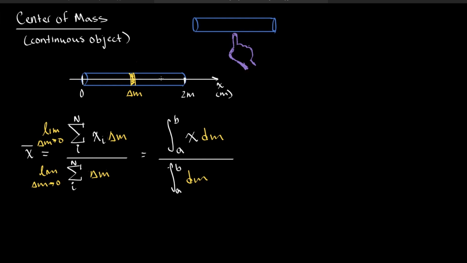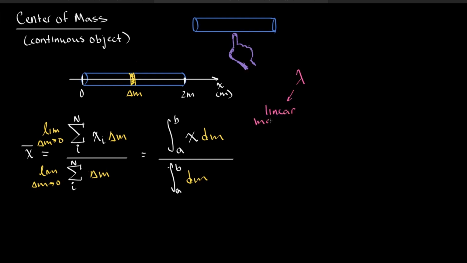And when I introduced this rod to you, I said it had a constant density. It was a uniform rod. It has a constant density. So in order to talk about dm, we need to first talk about density. And this guy right here is lambda. And lambda describes linear mass density.